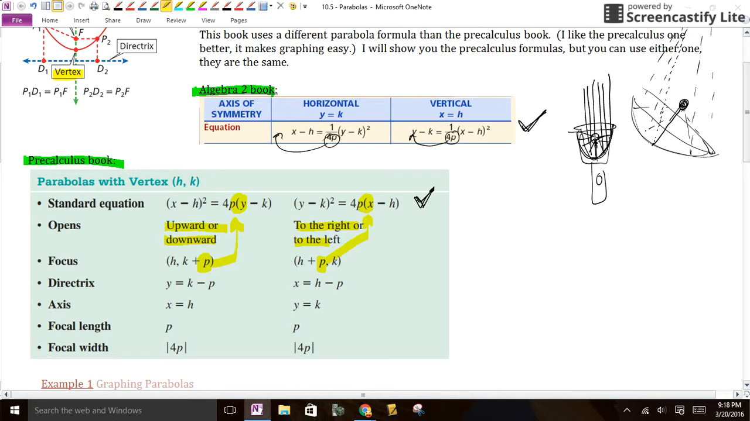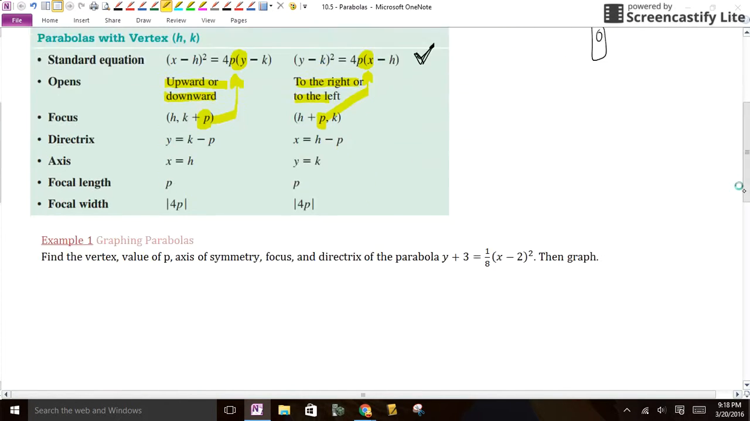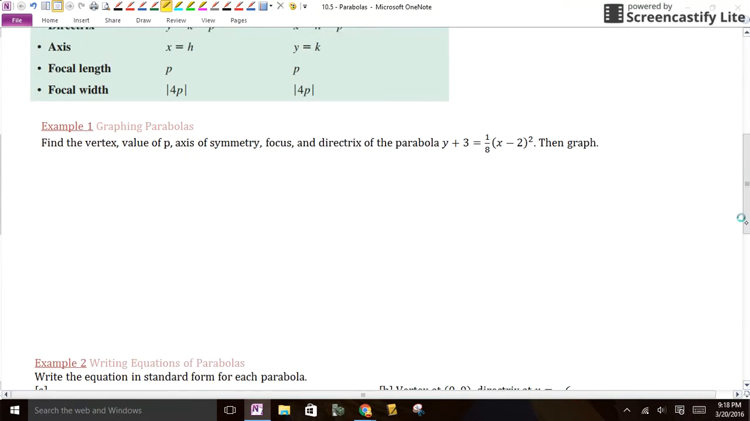where you can find those. All right, you know me, I like to go straight to graphing. So let's go ahead and graph this.